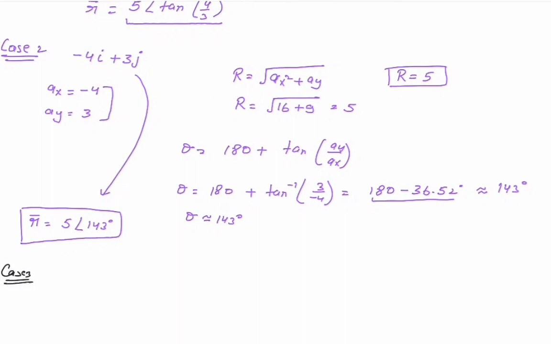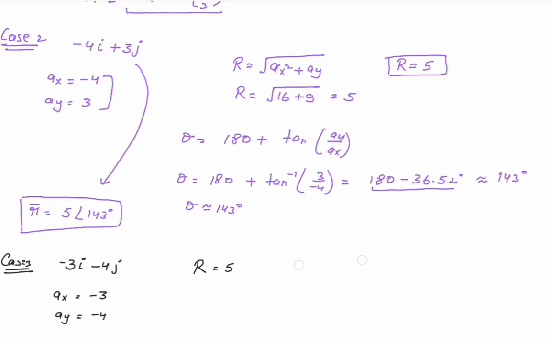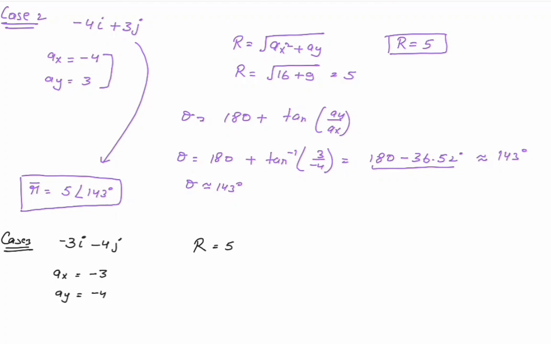Case 3. Suppose the vector is given as minus of 3i cap minus of 4j cap. Here ax is negative and ay is also negative. Ax is given as minus 3 and ay is given as minus 4. How to find the magnitude? Magnitude you will get the same, ax square plus ay square, you will get the 5. How to find the angle in this case? Tan inverse ax upon ay, na?